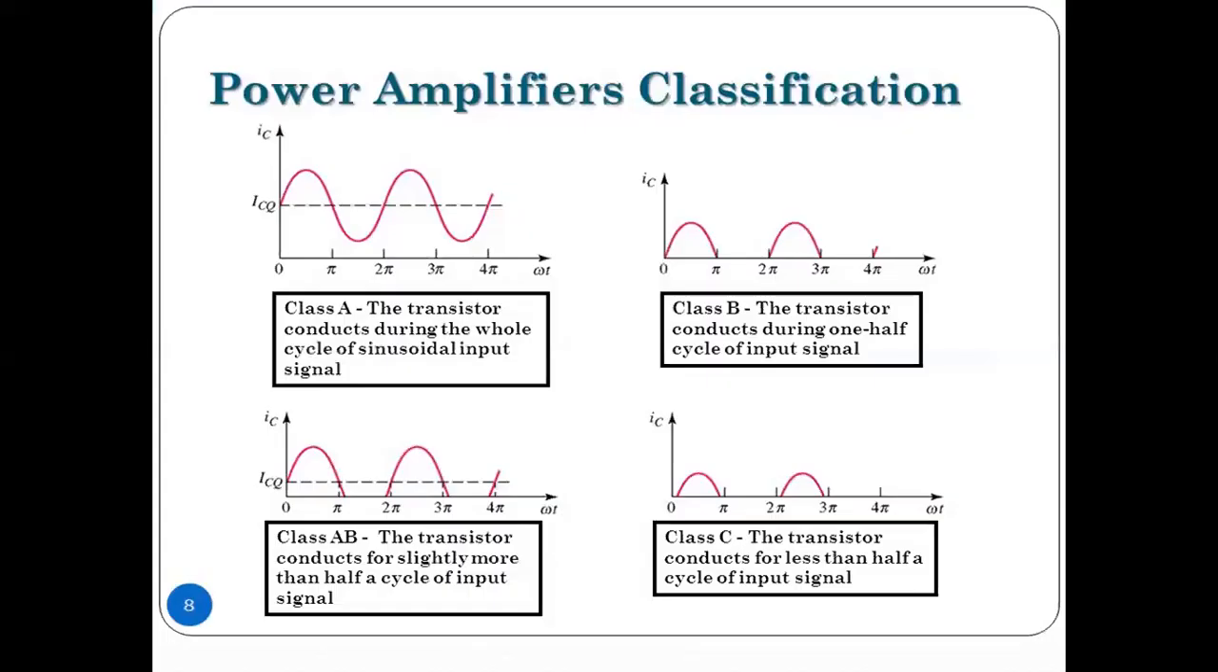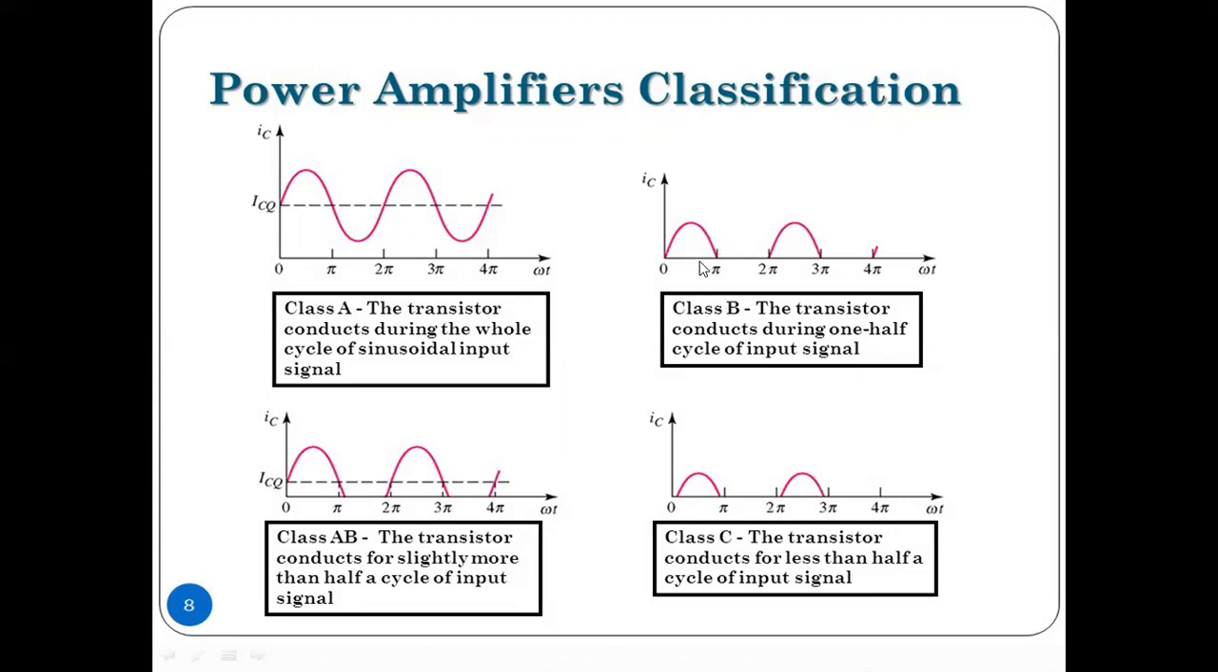If you observe the figure, this is the output signal for the class B power amplifier. At the input of the class B power amplifier, we are applying a full cycle.